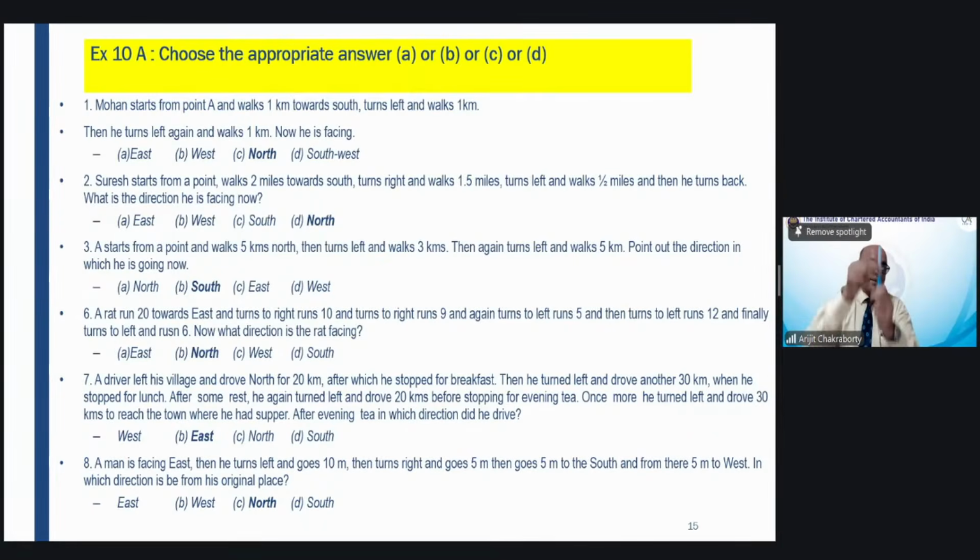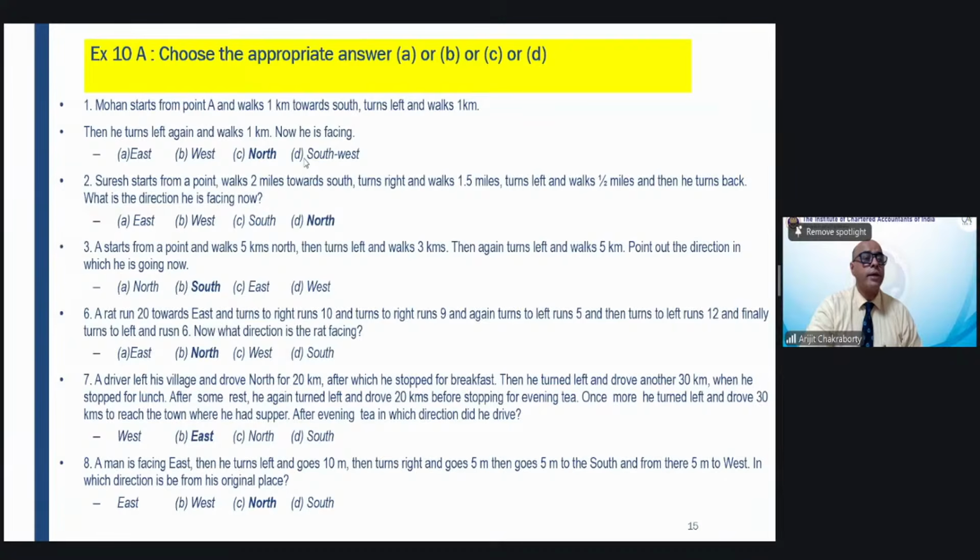Towards north he is going 10 meters. Then right side, he is going 5 meters. Right means east. Then again 5 meters towards the south, and then again 5 meters towards the west. So basically he is now at a position which is north from his original point. So this answer number 8 is north. Very well done. North. Absolutely. Okay. Question number 8 is north.